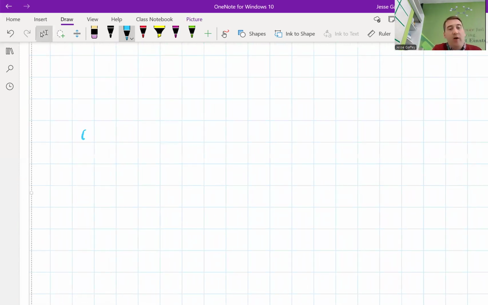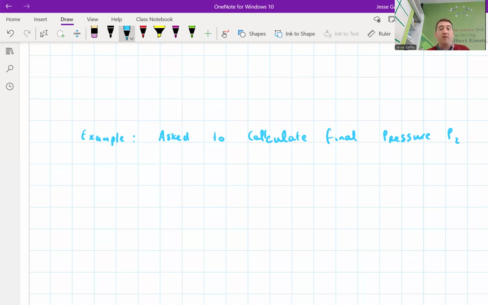So let's say we have an example. I'm going to keep it really generic. Let's say we're asked to calculate the final pressure, and you're given all the other pieces of information. This is not a real example. So what do we have to do to this equation, P1 V1 over T1 equals P2 V2 over T2, to solve for P2 if P2 is our unknown?